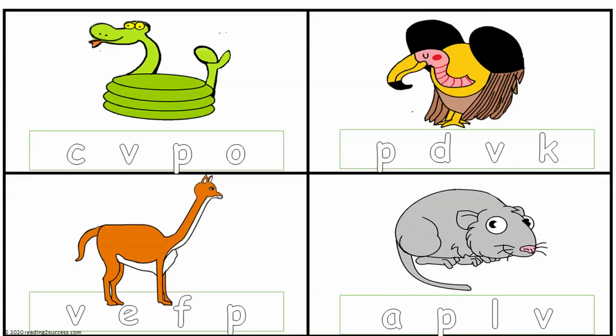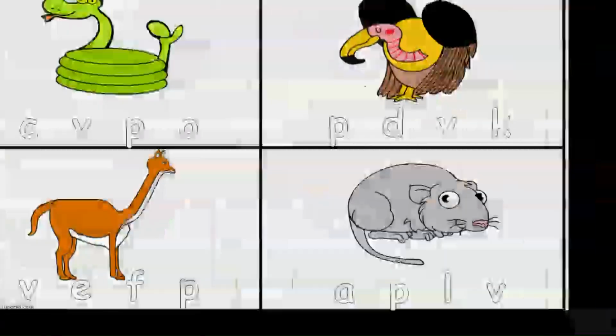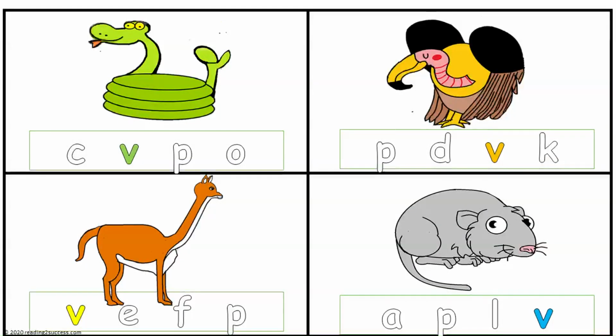This is a letter identification or letter ID activity. All of the words or all of the pictures begin with the letter V. So kids need to find the V for each picture and color it in. This is a completed example.